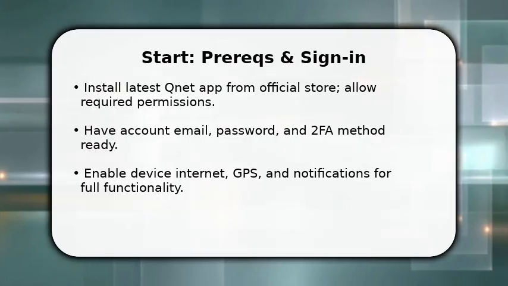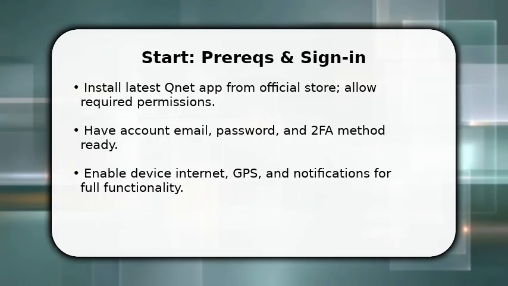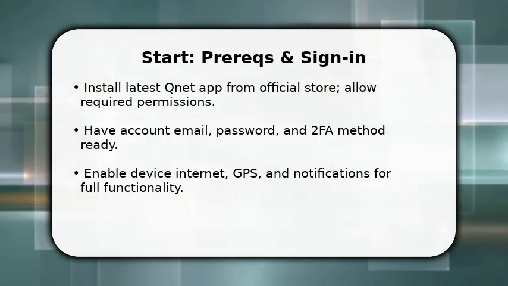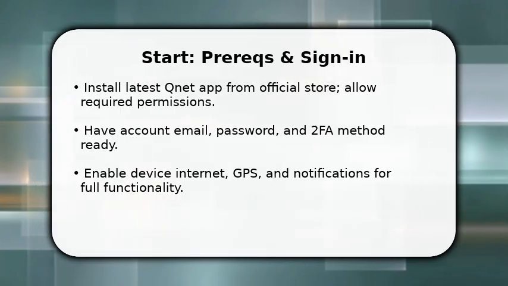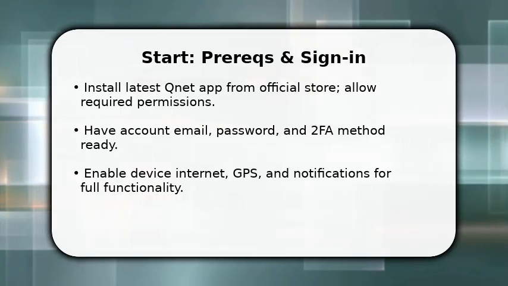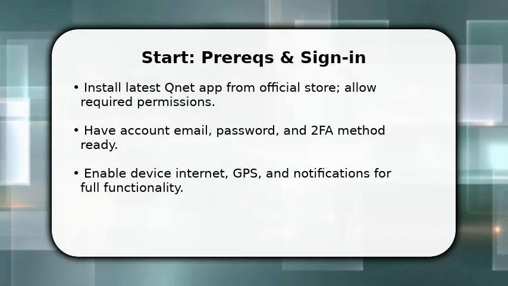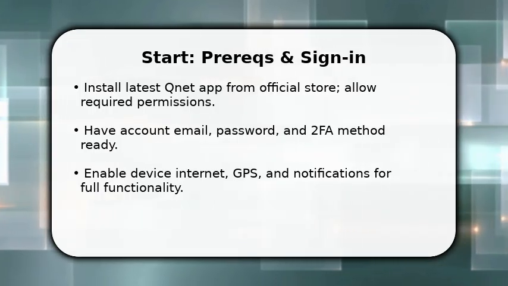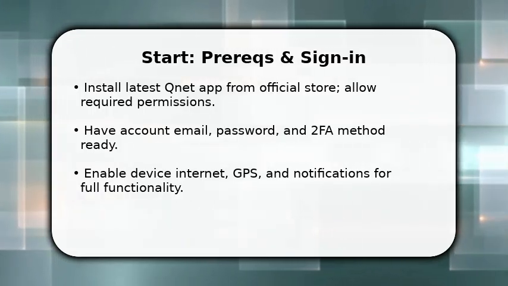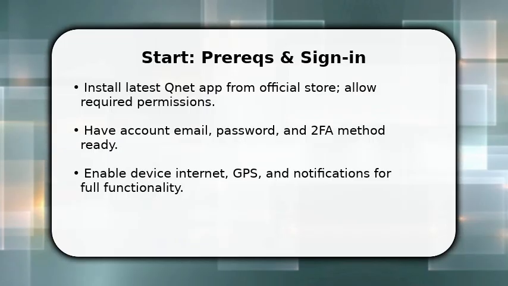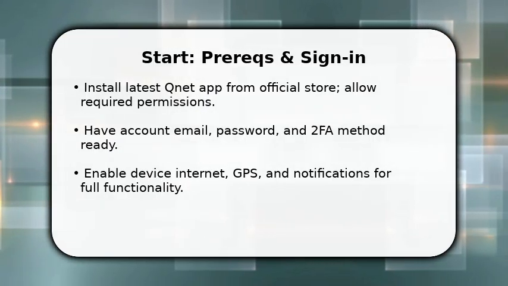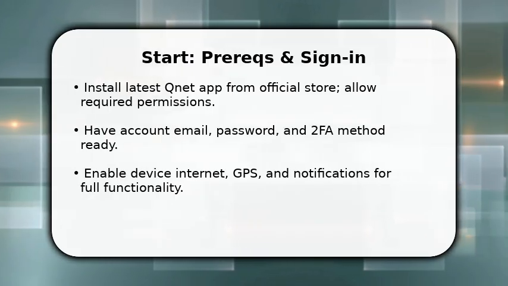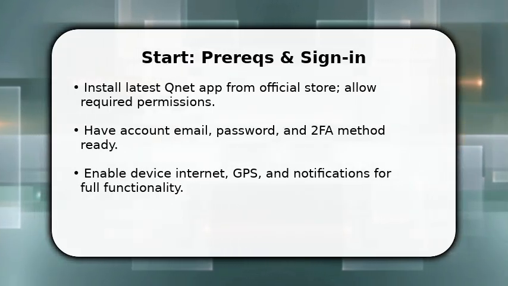You begin by confirming essentials: updated app, active internet, and your account credentials. Open QNet and tap Sign In. If you lack an account, choose Create Account and follow prompts. Enter email and password, then complete 2FA when prompted to secure access. Once done, make sure notifications and location permissions are granted so features work correctly. These first steps get you into the app and prepare the system to sync your data, which speeds every following action.